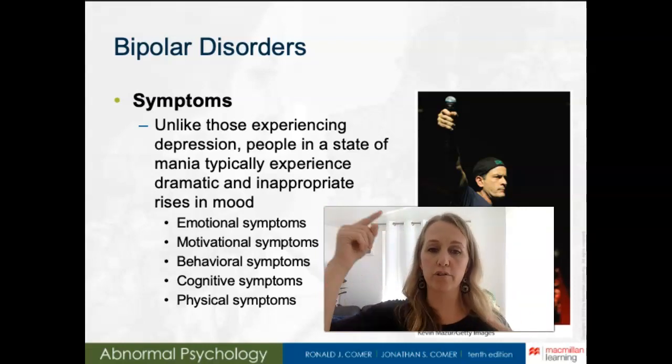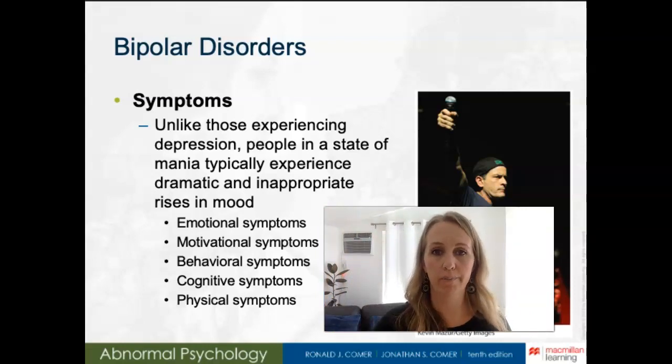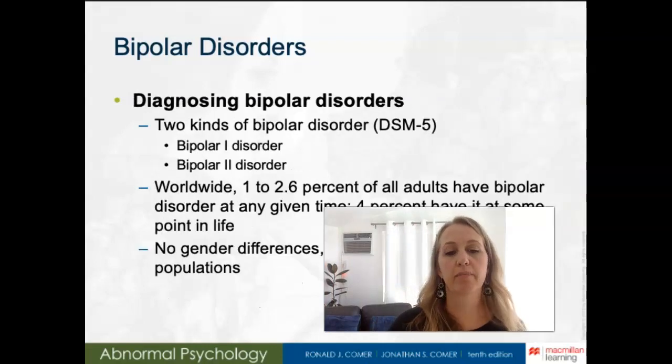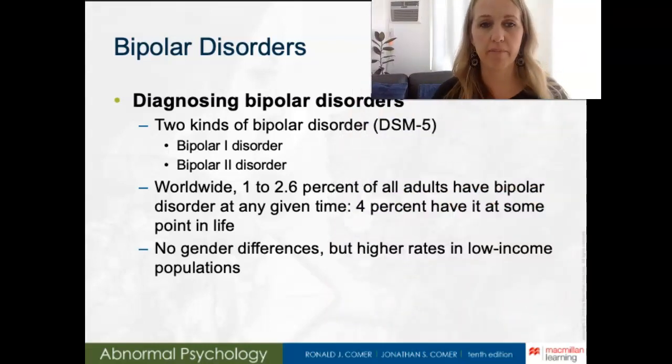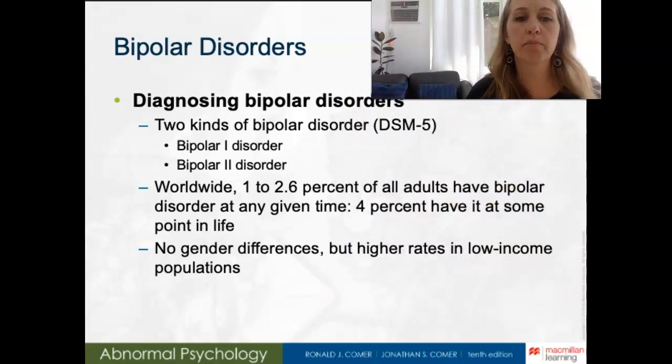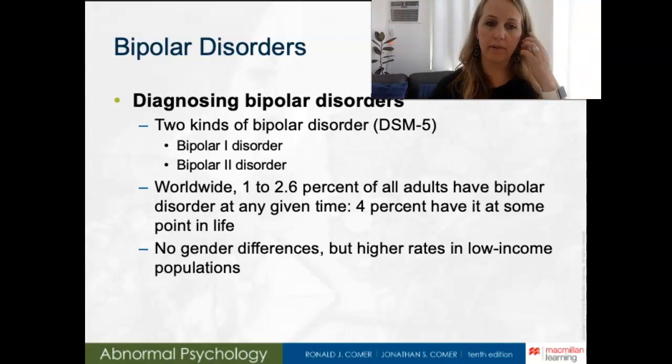So bipolar, the two poles, high and low. There are actually two kinds of bipolar disorder. There is bipolar 1, and then there is bipolar 2, according to the DSM-5. Bipolar 1 disorder is a type of bipolar where you experience a longer state of mania. So you're going to have a manic episode that lasts at least 7 days.